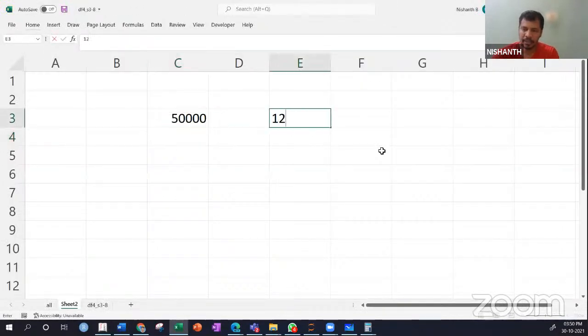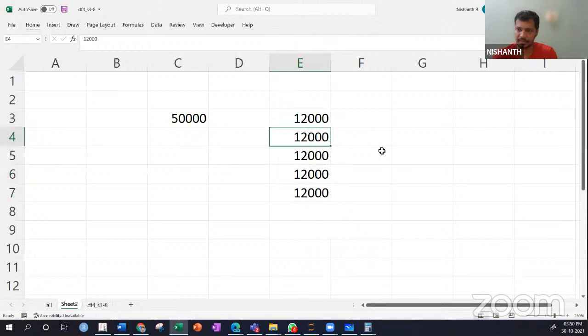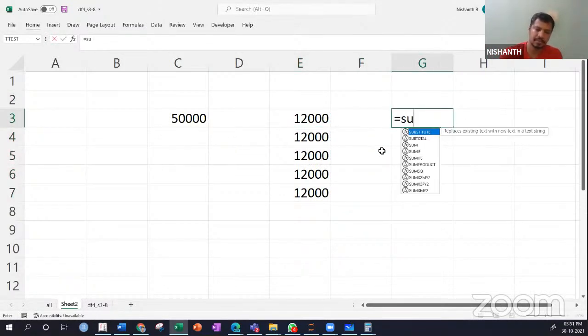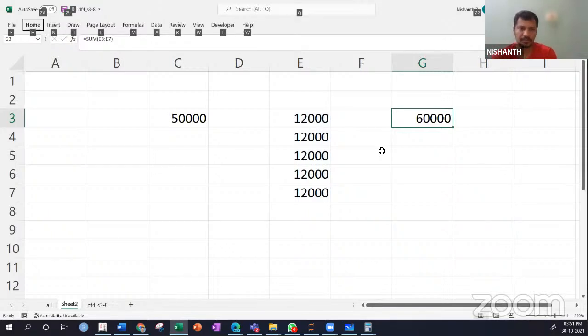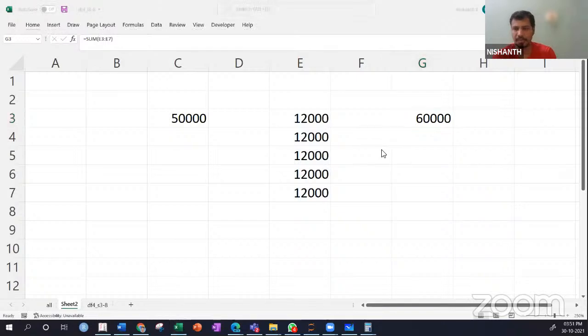It will give me 12,000 for the next 5 years. So if I add everything, it is giving me 60,000. Question is that should we purchase this machine or not? Okay, so how did we solve this problem? I said that if you look at 50 versus 60, it is wrong.